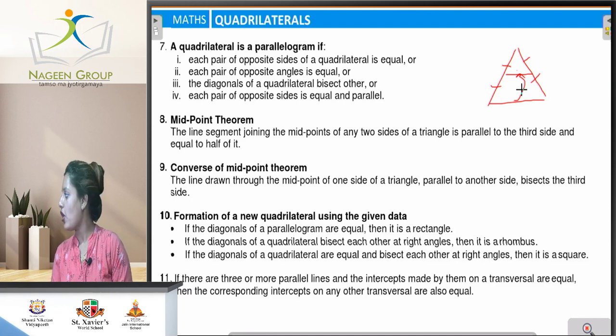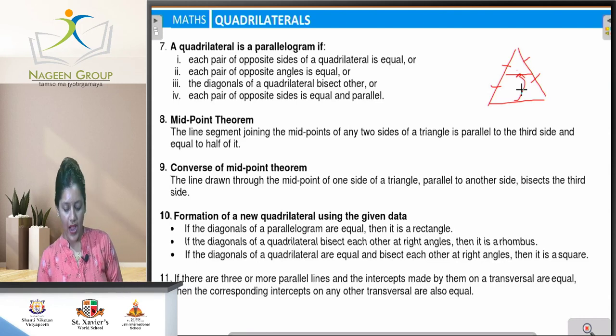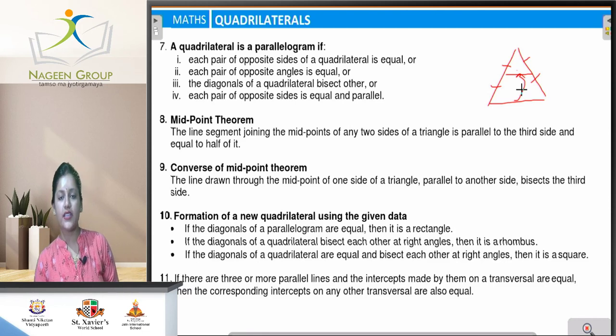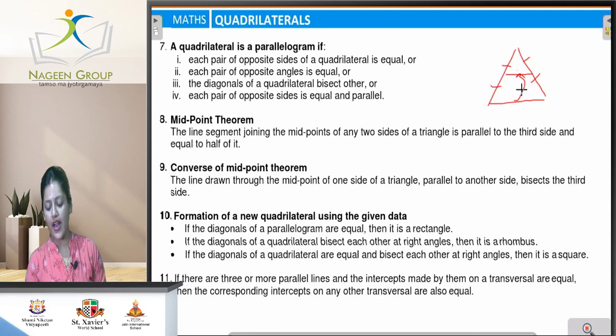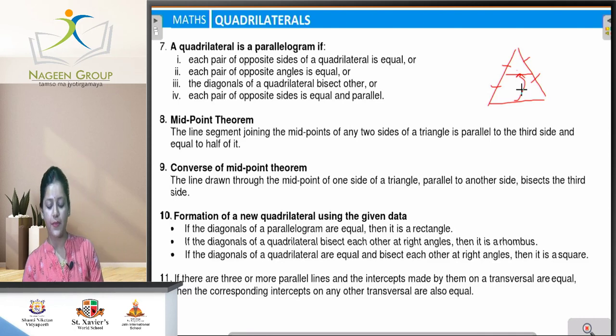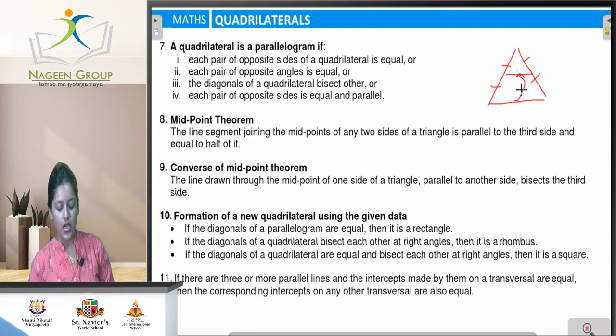After that, the formation of a new quadrilateral using the given data. If the diagonals of a parallelogram are equal, then it is a rectangle. If the diagonals of a quadrilateral bisect each other at right angles, then it is a rhombus. If the diagonals of a quadrilateral are equal and bisect each other at right angles, then it is a square. Last point of this summary: if there are three or more parallel lines and the intercepts made by them on a transversal are equal, then the corresponding intercepts on any other transversal are also equal.